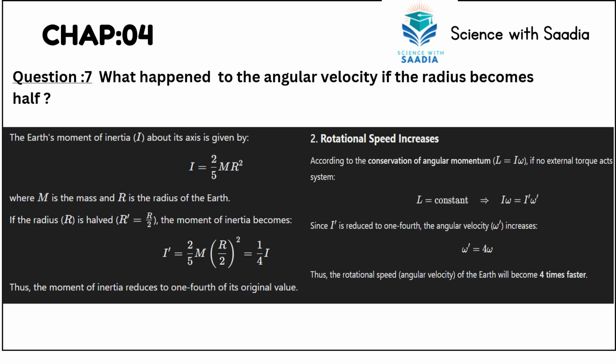In order to calculate the rotational speed, we know that angular momentum is given by I omega. L is constant, so I omega is equal before and after. Putting the value of I, the new omega becomes 4 omega. So the rotational speed of the earth becomes 4 times faster.